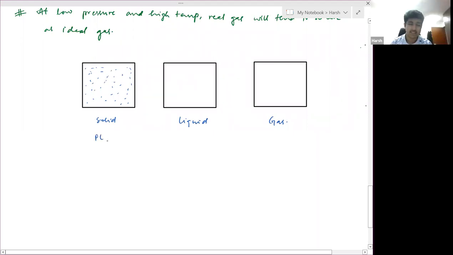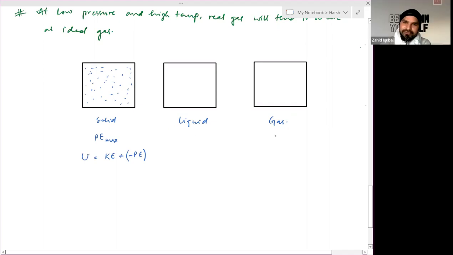So potential energy will be maximum. And since this potential energy is always negative, total energy will be kinetic energy plus potential energy, so it will be kinetic energy minus potential energy. In case of gas, there will be the least interaction, so potential energy will be minimum. So total internal energy will be kinetic energy plus the negative of potential energy.